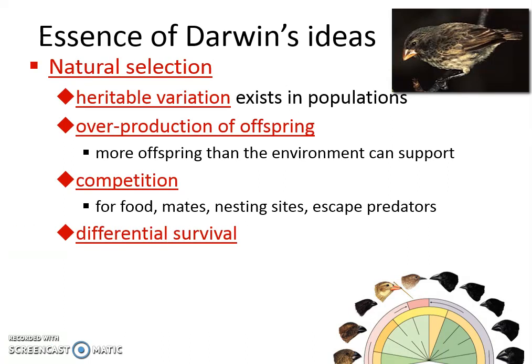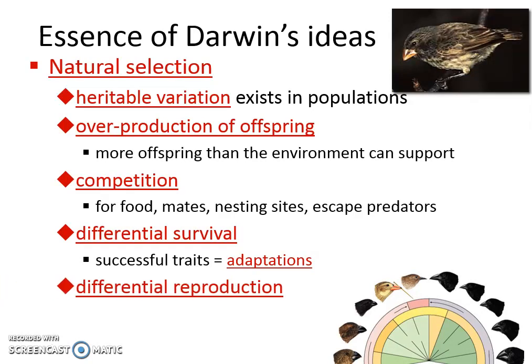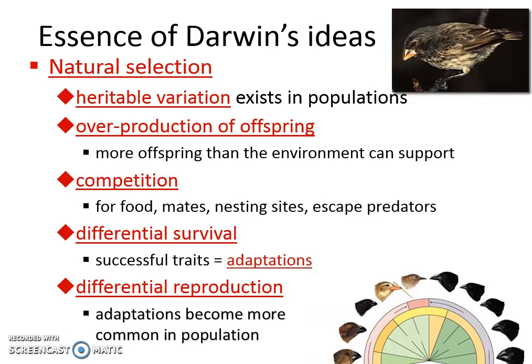There's differential survival. Not everybody survives. Those that do survive, we say, have an adaptation, something that they inherited that allows them to outcompete their siblings. And you have differential reproduction. So if you survive, then you get to reproduce, and you leave behind more of those adaptations, and so they become more common in a population.